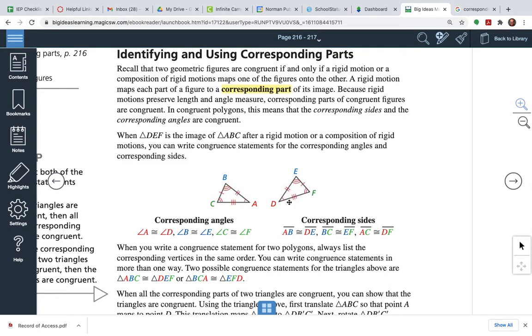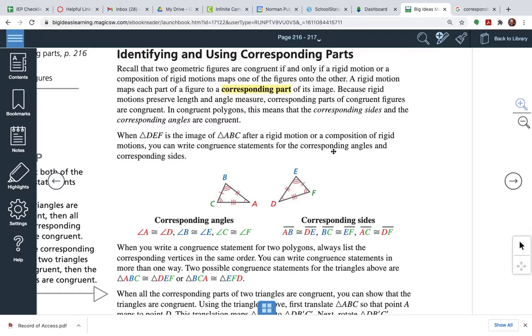1 tick mark, 1 tick mark, 2 tick marks, 2 tick marks, 3 tick marks, 3 tick marks. It's a matching game, right? So A is congruent to D, C is congruent to F, and B is congruent to E. See that? Remember that the congruent symbol is an equal sign with a little wavy line on top. So that's congruence, same size and shape.